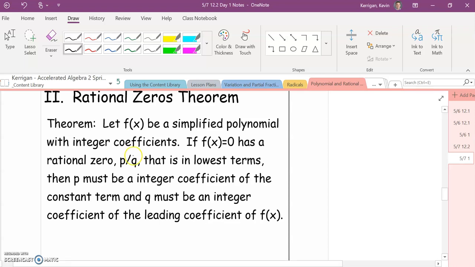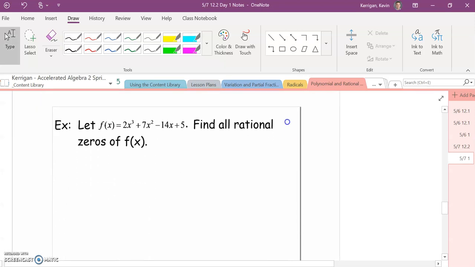So if we have a rational zero that we're calling p over q, the numerator of that zero we are saying is an integer factor of the constant term, and the denominator of that rational zero, the q value, has to be an integer factor of the leading coefficient. Okay? So here we go.